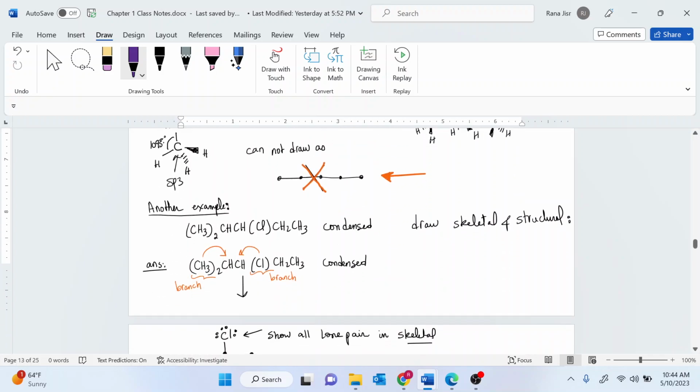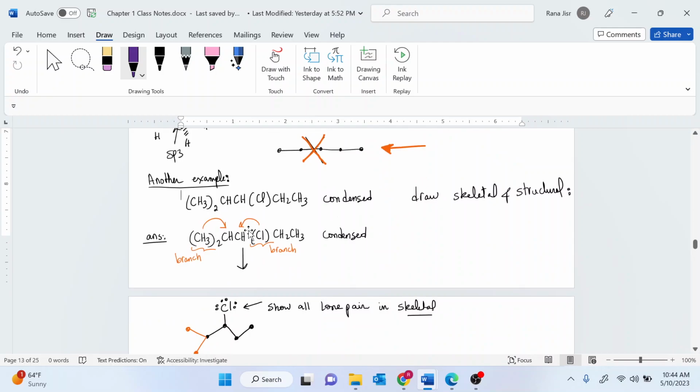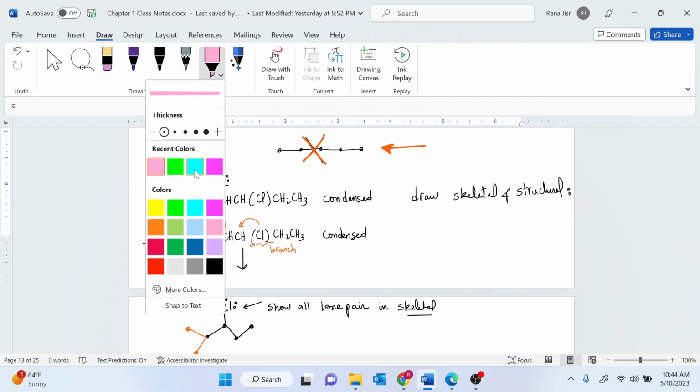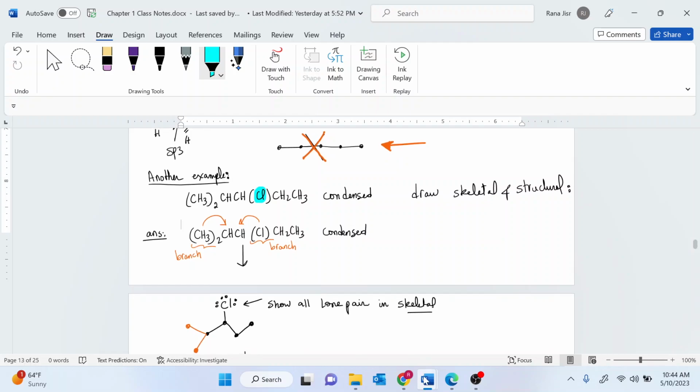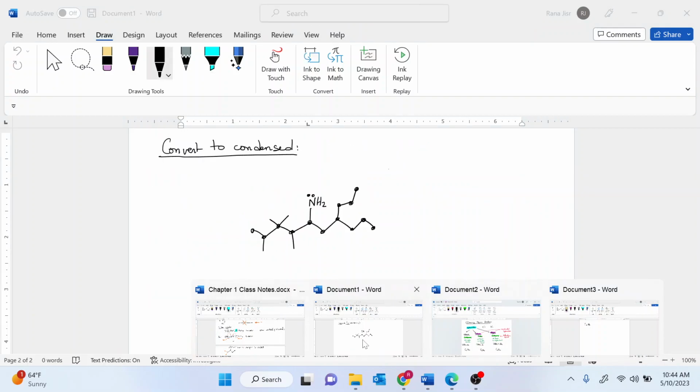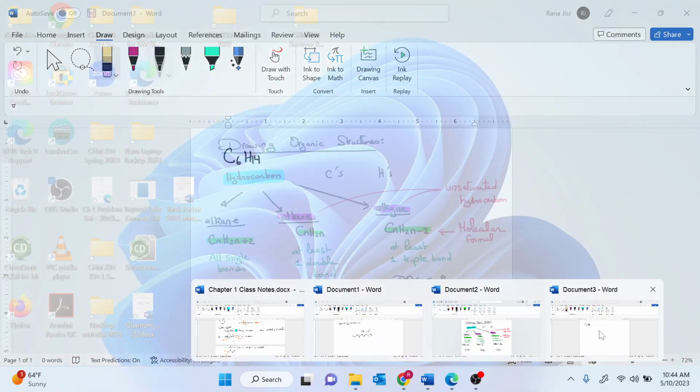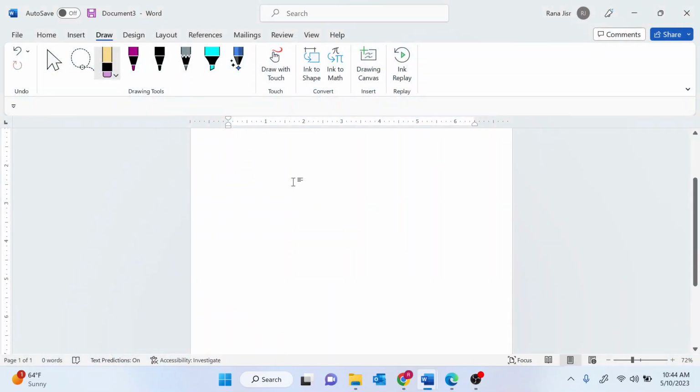Let's go ahead and do another example. Now in this example I've included a heteroatom, which is a chlorine in this case. So here you go. And let's open a page. Okay, and let's go ahead and work something similar to this problem.